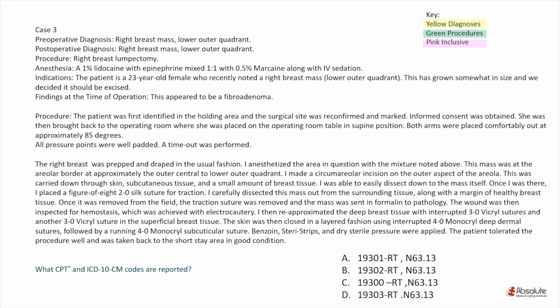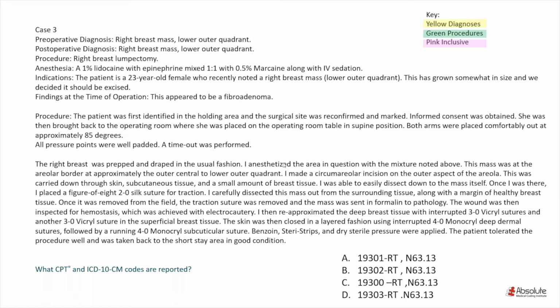Procedure: the patient was first identified in the holding area and the surgical site was reconfirmed and marked. Informed consent was obtained. She was then brought back to the operating room where she was placed on the operating room table in supine position. Both arms were placed comfortably up to approximately 85 degrees. All pressure points were well padded. A timeout was performed. The right breast was prepped and draped in the usual fashion. I anesthetized the area in question with the mixture noted above. This mass was at the areolar border at approximately the outer central to lower outer quadrant.